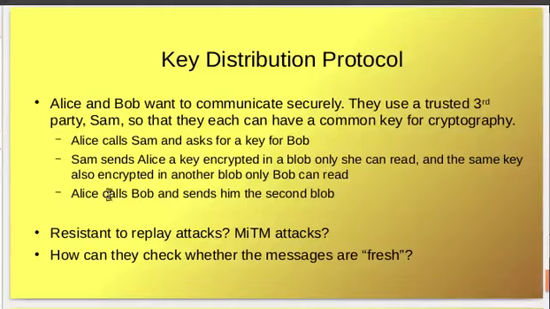The thing is you want to have this key distribution scheme. So Alice and Bob want to communicate, they want to have a common key. How can you do this in a way that's resistant to replay attacks, man-in-the-middle attacks? And how can they make sure that these messages are fresh and not replayed from a year ago or 2 years ago, things like that?